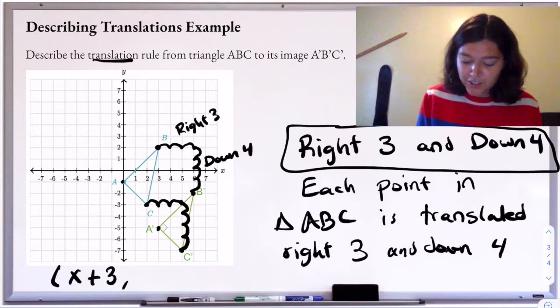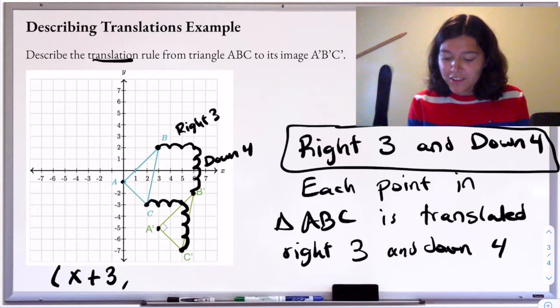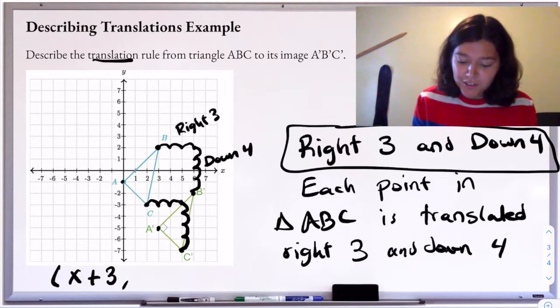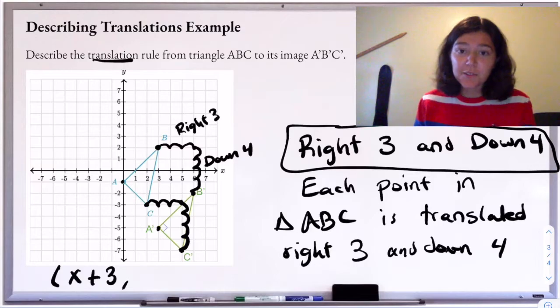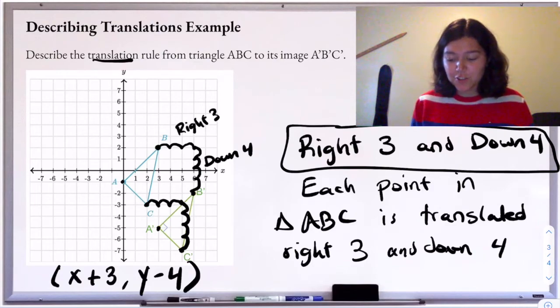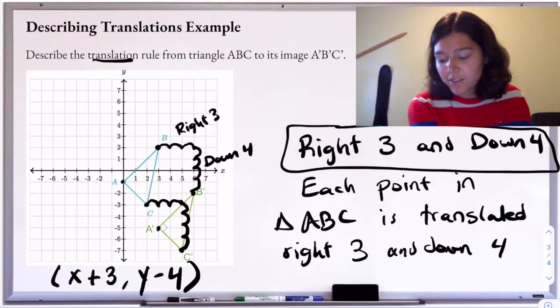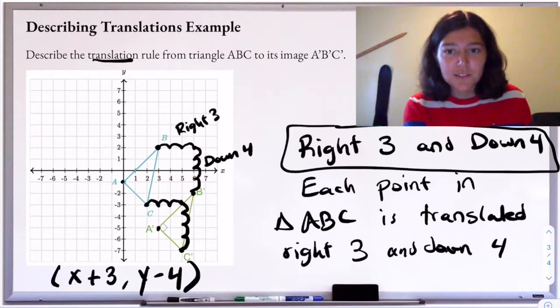So we can write that translation rule as x plus 3. And then when we're going down 4, the y-coordinate is getting smaller by 4. We're subtracting 4. So this is an efficient way of writing that, with more algebraic and coding applications, but it's not super important in 8th grade. You'll see it again in high school.